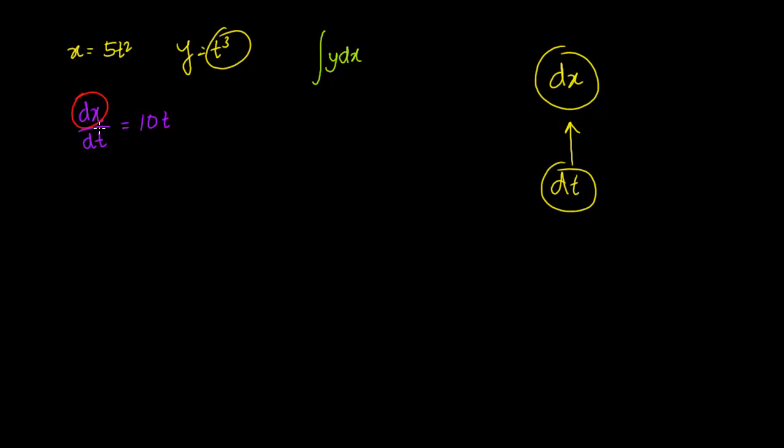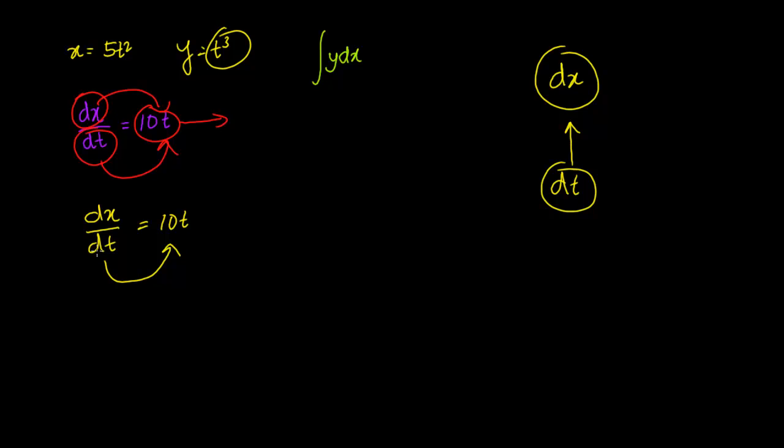Well, just like any other variable, these two variables can be put into different places. They can be swapped around. And that means that dx over dt is equal to 10t. You simply multiply 10t with dt to get dx. So dx is equal to 10t dt.